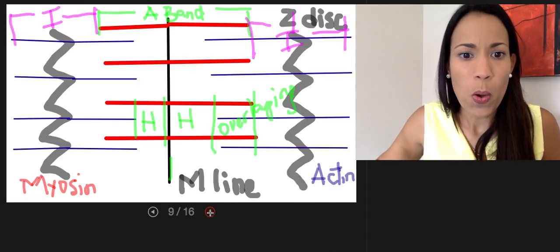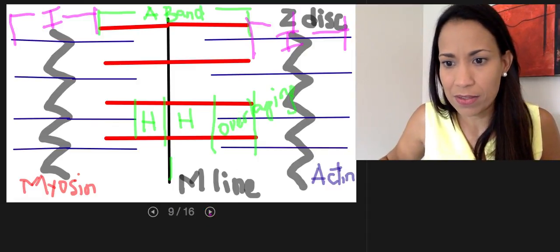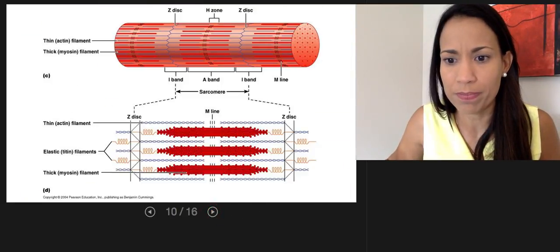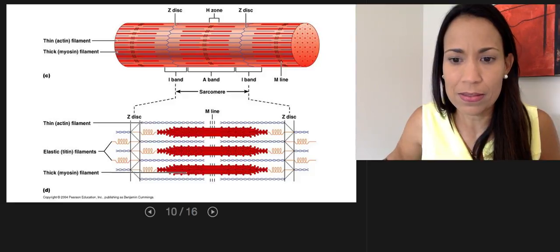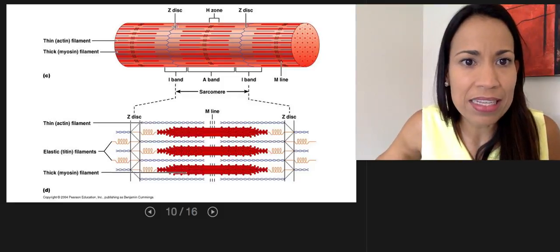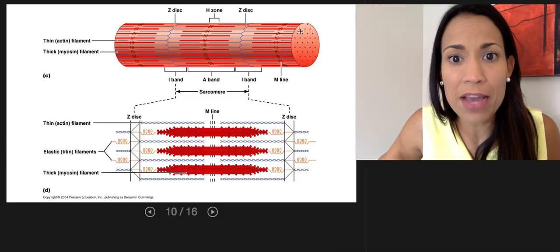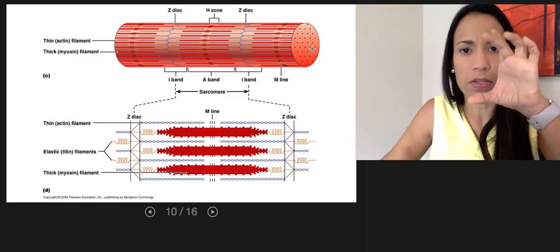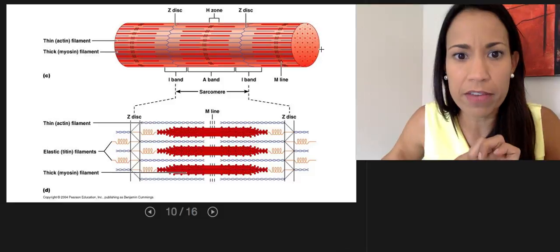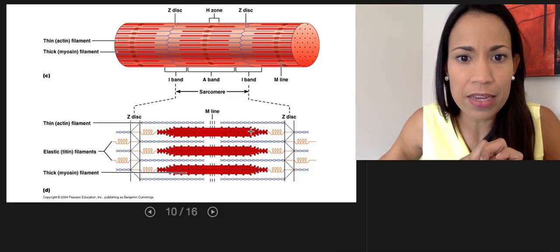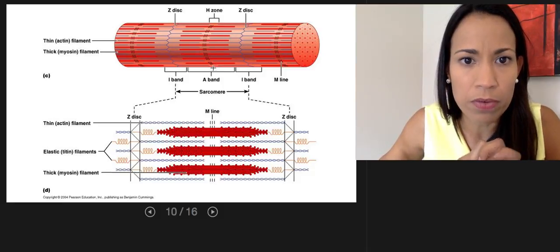Okay, now let's see these structures on a beautiful sarcomere, not drawn by me. Okay? So again, this is the Z. This is one myofibril. It's not a muscle fiber. It's one myofibril containing thin and thick filaments. So in blue, we have the thin filaments, actin, and in red, we have the thick filaments, or myosin. In here, the blue and the red lines.